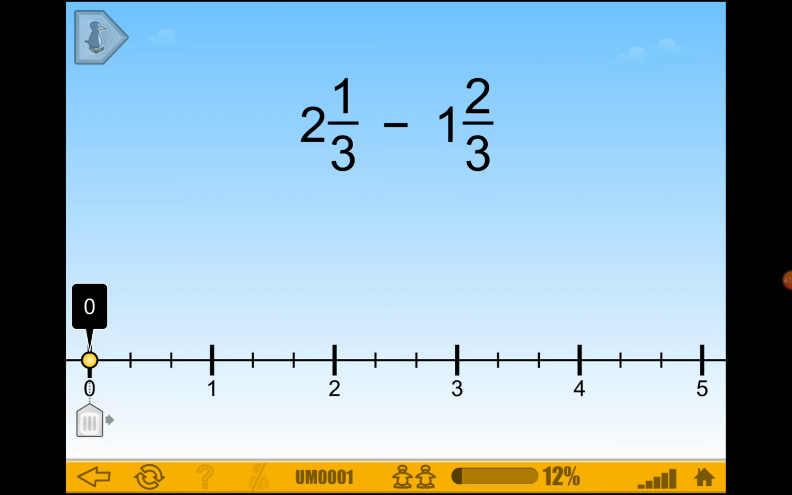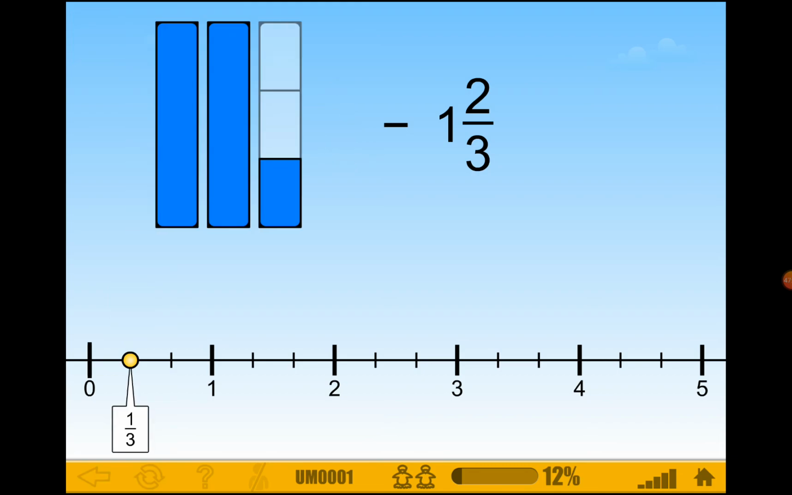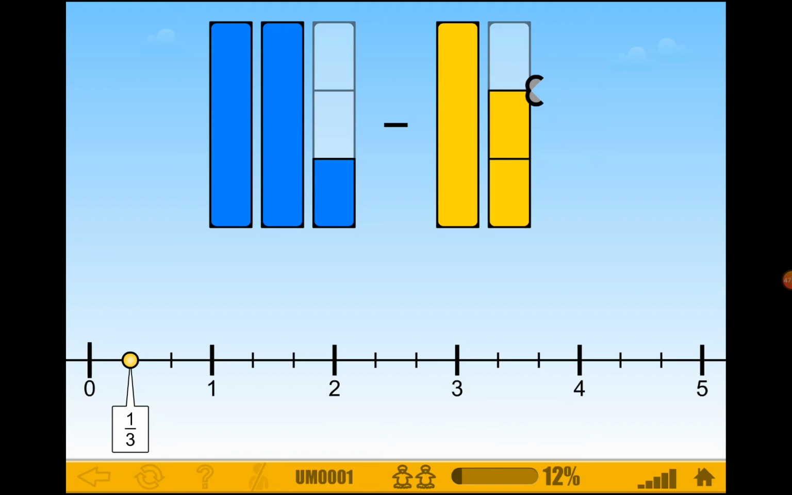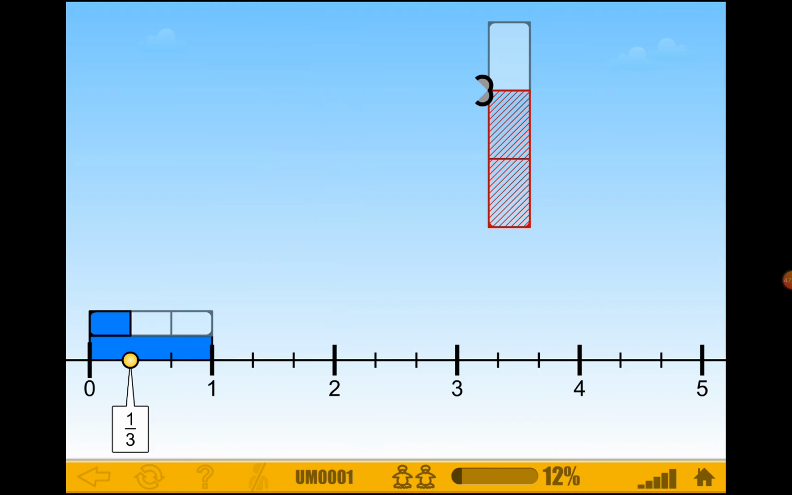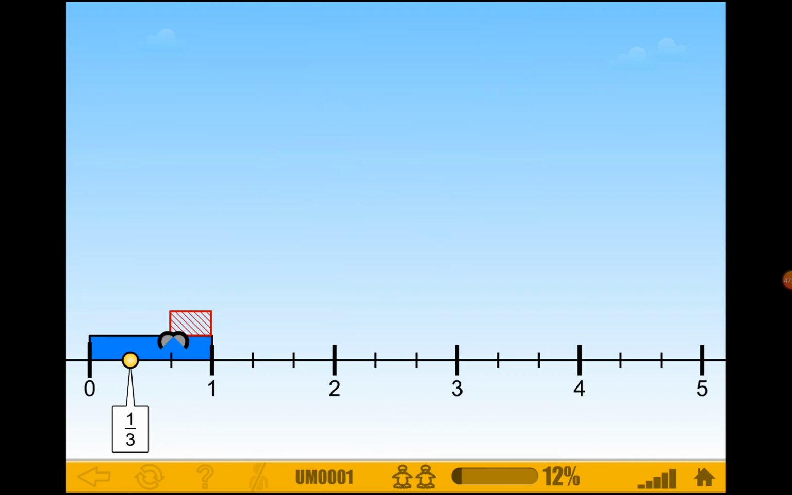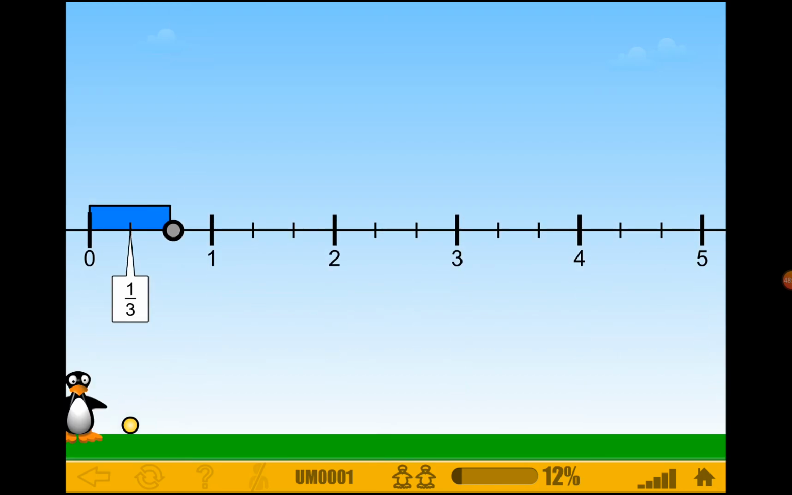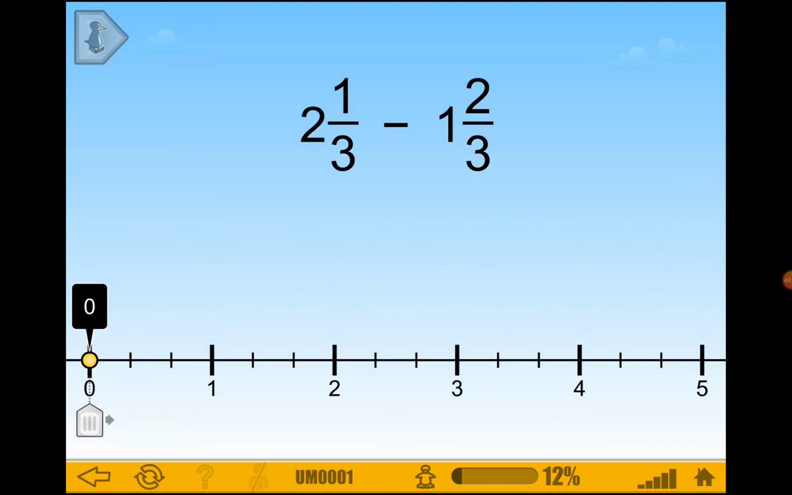Okay, so this one was 1, 2, 3. Let me check this out. It's actually right. 1, 2, 3. Boom. Oh no, whoops. Well, at least I know where it is.